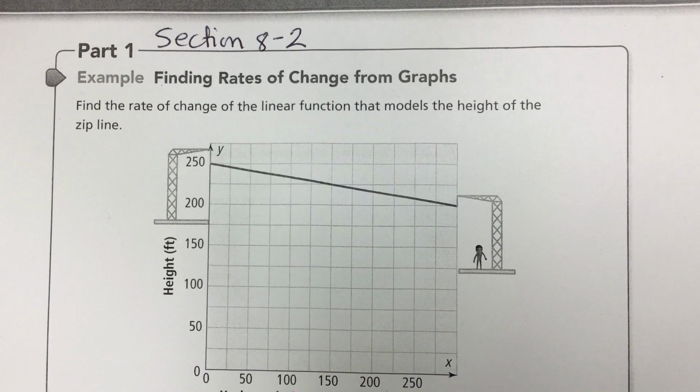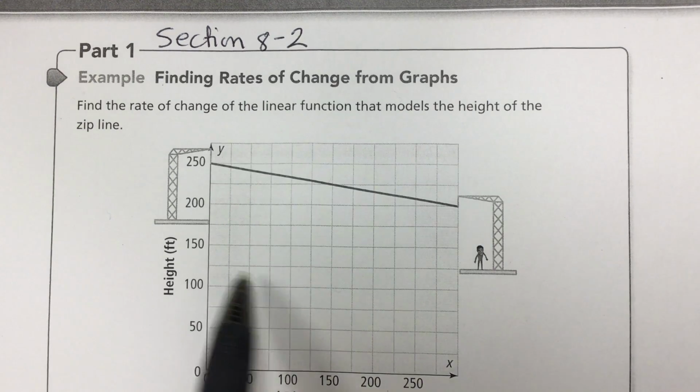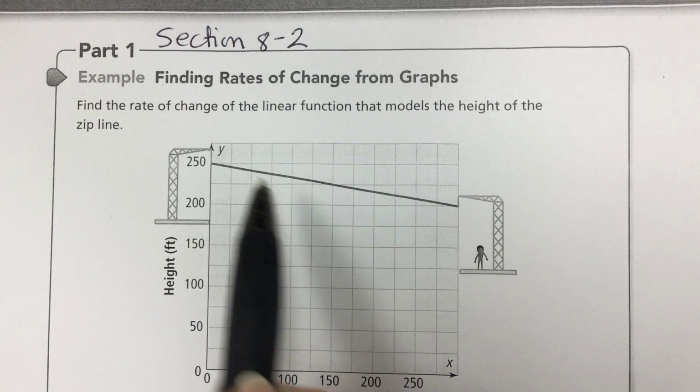Section 8-2, Finding Rates of Change from Graphs. Find the rate of change of the linear function that models the height of the zip line. So here we have the zip line.